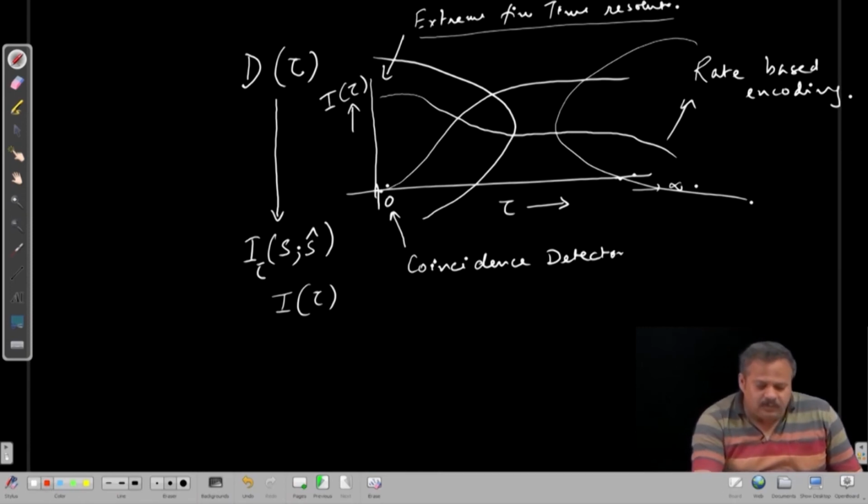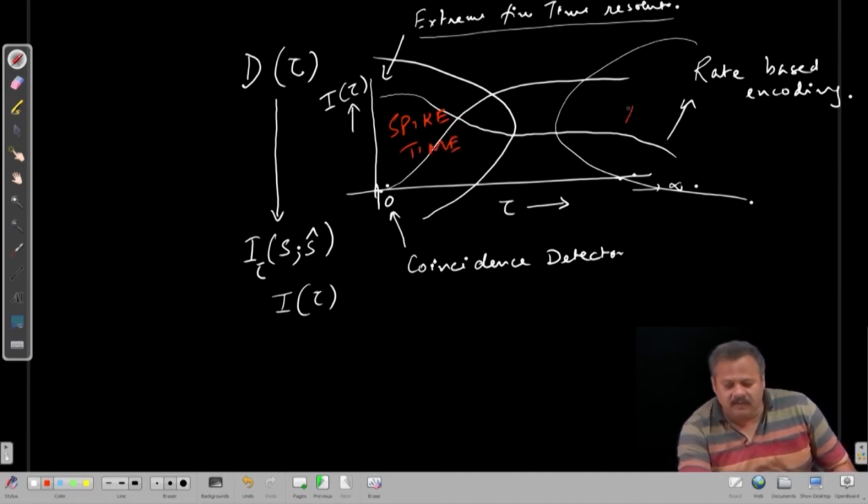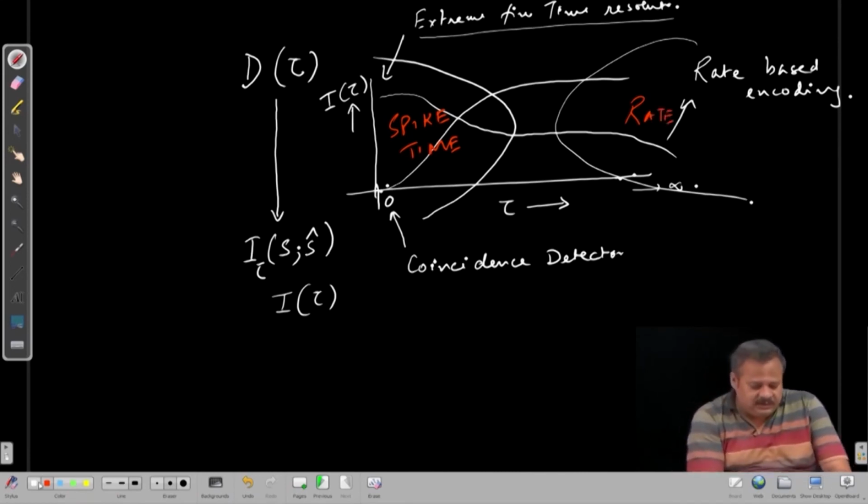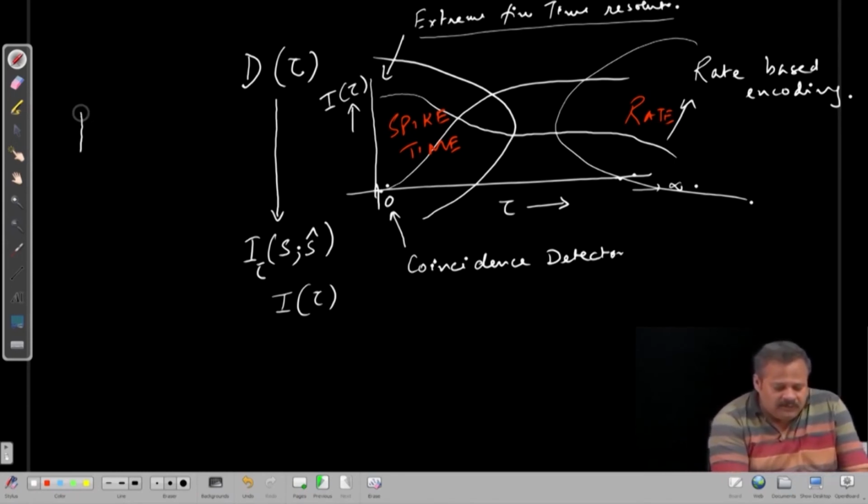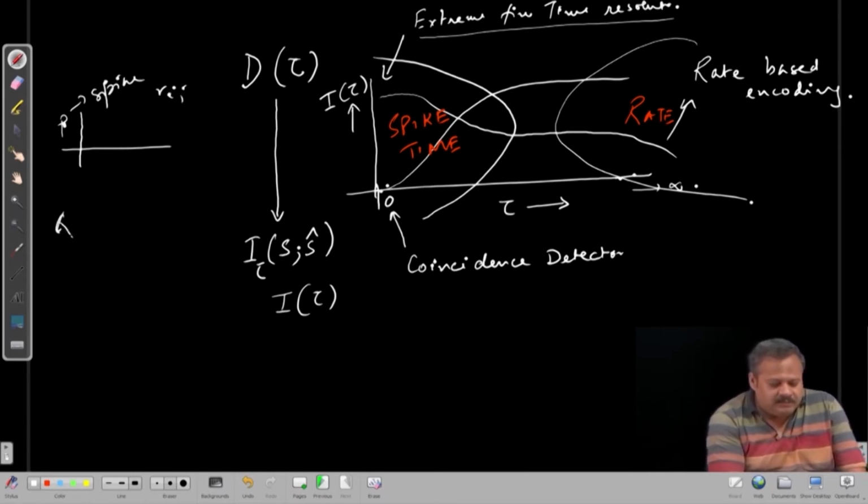So we have spike time, and here we have rate based. So why is it rate based over on that side? If you do the calculation, where tau goes to infinity, let us say there are p spikes in Rij and q spikes in Ri prime j prime.